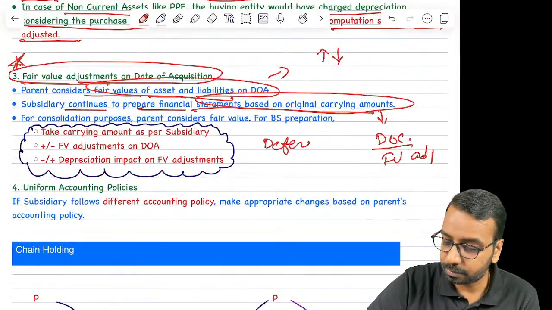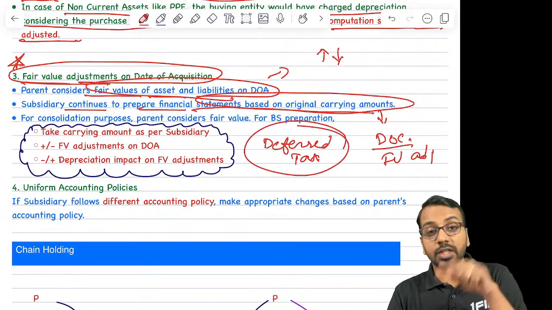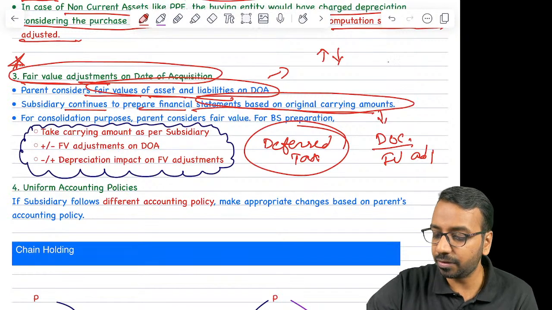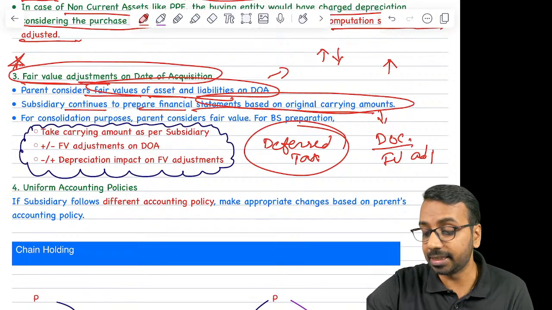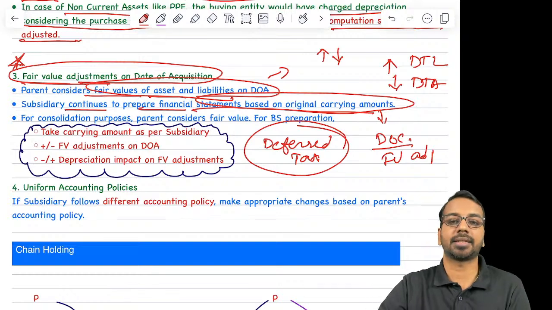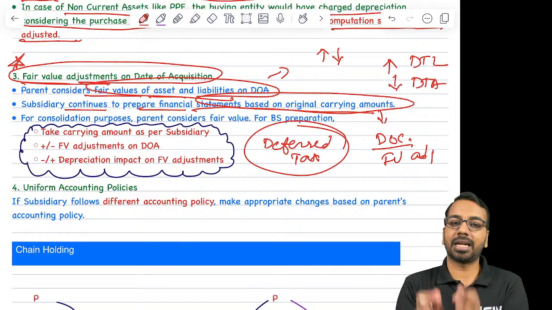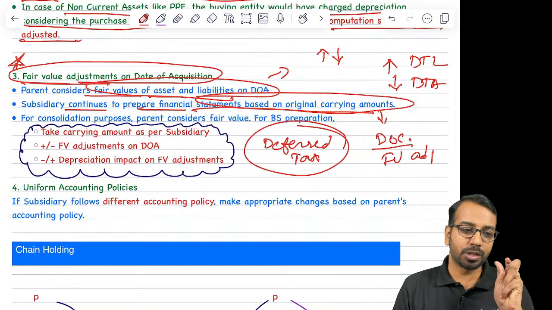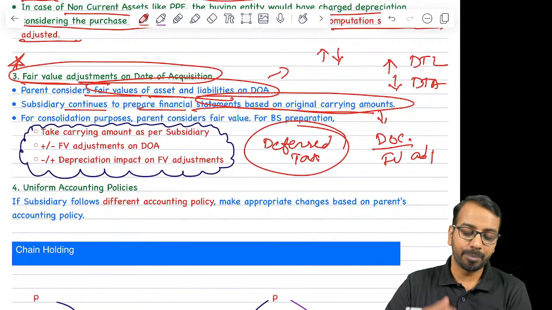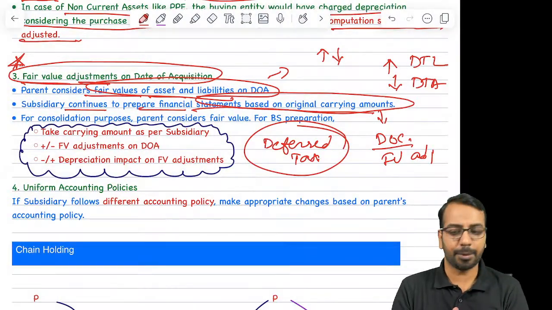Then the next important thing here is deferred tax. If tax rate is given on this fair value adjustment, there will be a deferred tax consequence. So if asset value increases, there will be a deferred tax liability. If asset value decreases, there will be a deferred tax asset. You have to consider that, considering the tax rate if it is given in the question. Now sometimes the institute is very smart. Initially they will say tax rate is so much, and subsequently they will say that it doesn't have any deferred tax impact. In that case, you will not take the deferred tax impact.